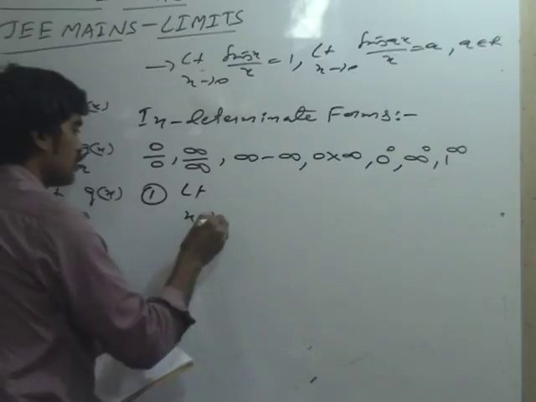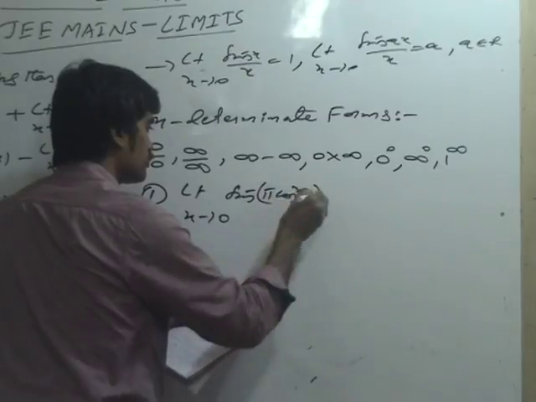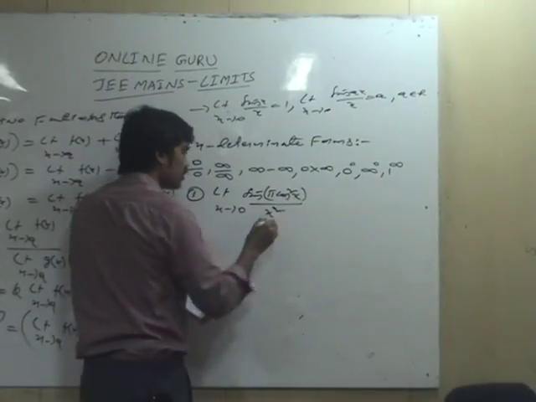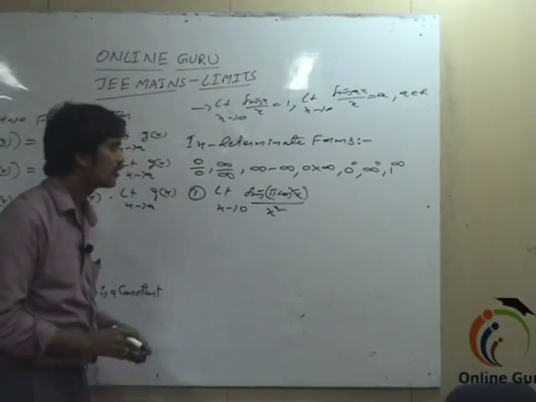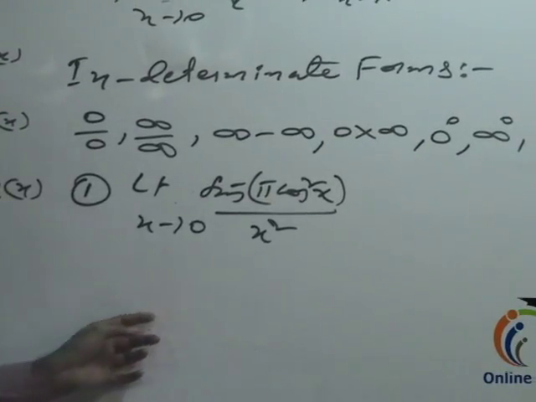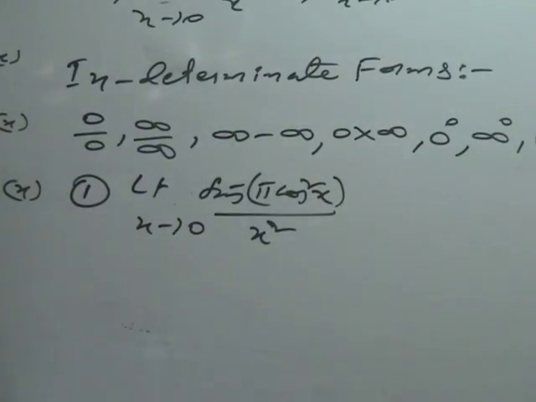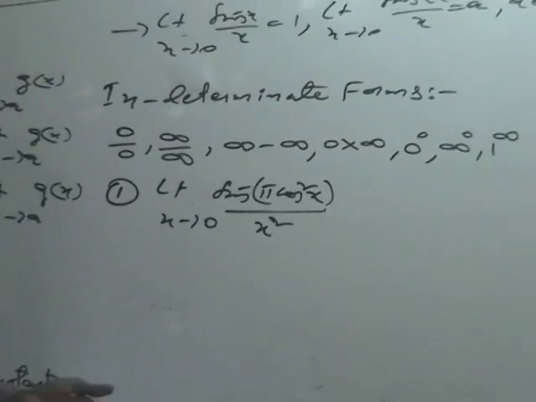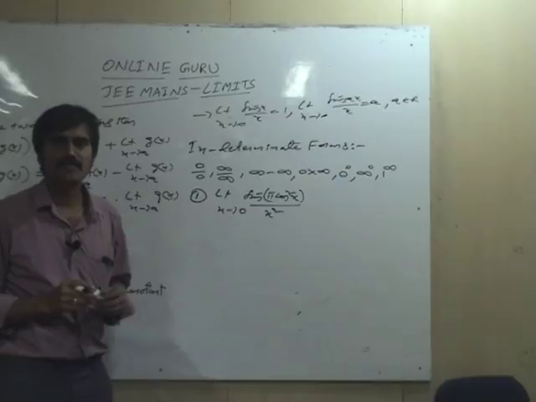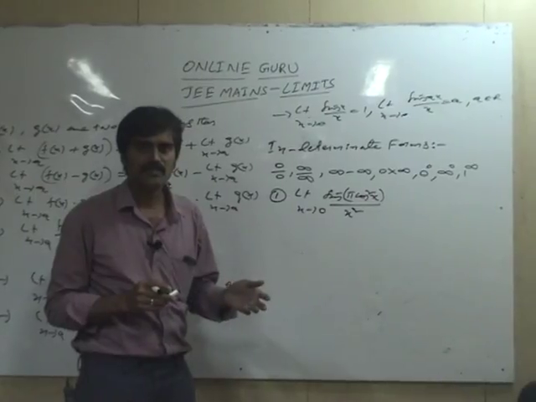Limit x tends to 0 sin pi cos square x divided by x square. When you are doing a limit problem, first you have to substitute the limit as before, and check whether you are getting the indeterminate form or not. If you are getting the indeterminate form, you have to simplify that by using mathematical properties. If you are not getting the indeterminate form, that becomes the answer.